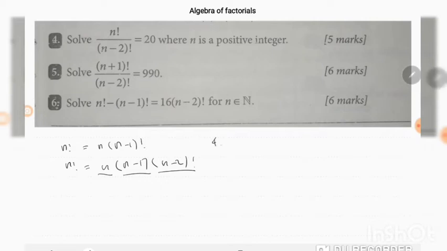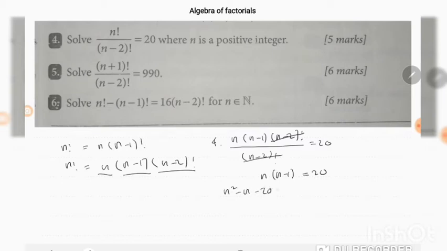So number 4 is n factorial, which we change into n times n minus 1 times n minus 2 factorial, over n minus 2 factorial, equals 20. By looking at this, we can cancel n minus 2 factorial. Then we have n times n minus 1 equals 20. Then don't forget to bring this into a quadratic equation, so we have n squared minus n minus 20 equals 0.